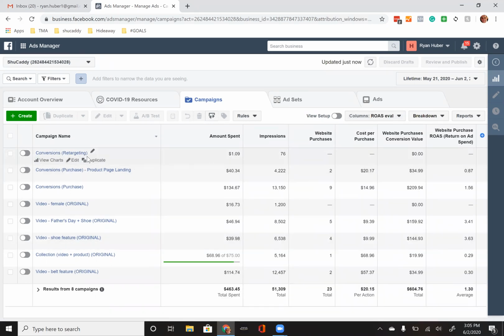So here's normal. Let's look away from this. So retargeting is here. This is the normal product landing page split that we had set up. And this is the conversion normal campaign that we had running.